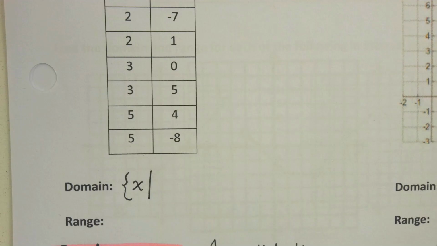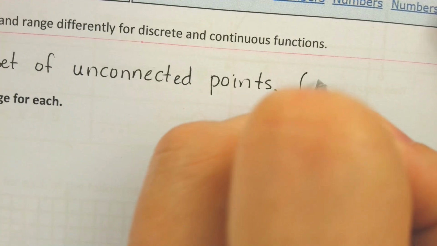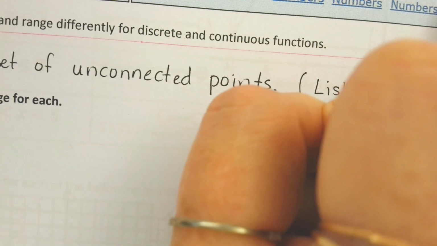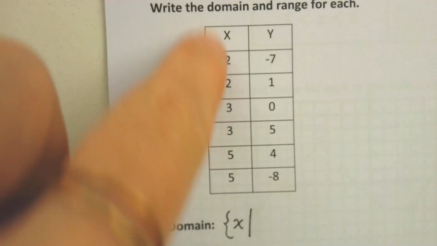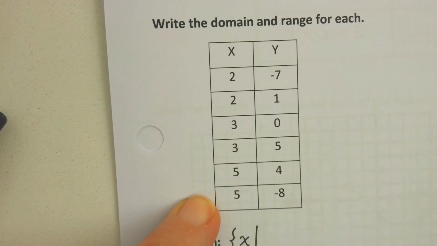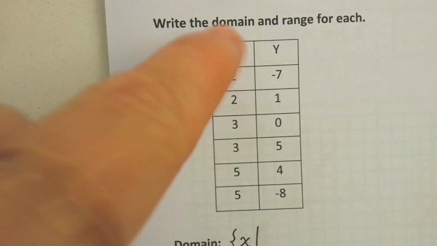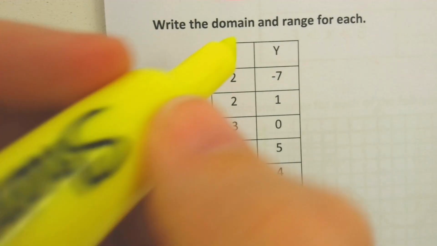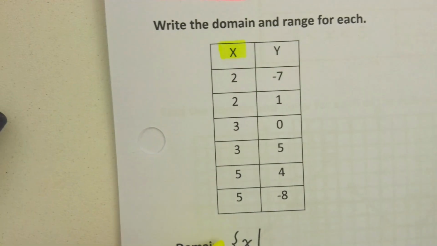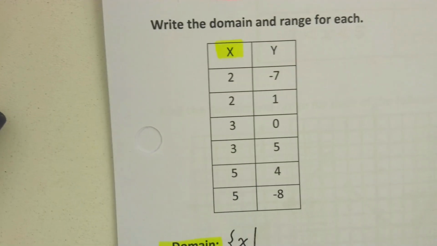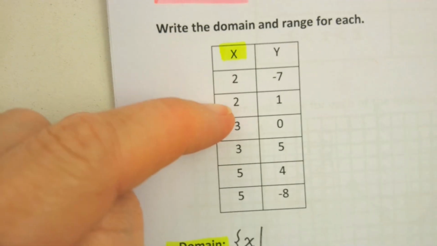For discrete functions, you honestly just make a list of the x's. I'm going to write that: list. So I'm going to look at those x's and say, I just need to list these. It's not all the numbers in between these, it's just these numbers. If there's any that repeat, you don't have to do them more than once. So I don't need to write 2 and 2 again because I have it more than once.